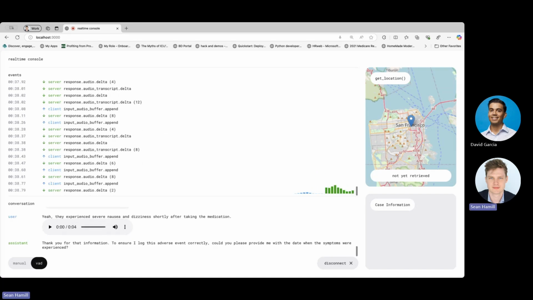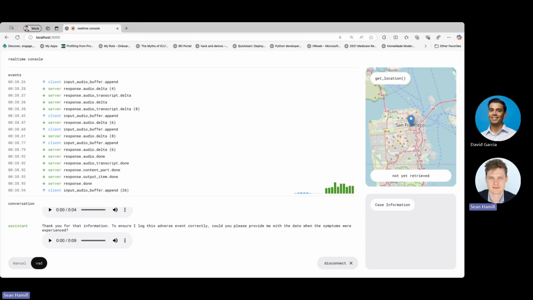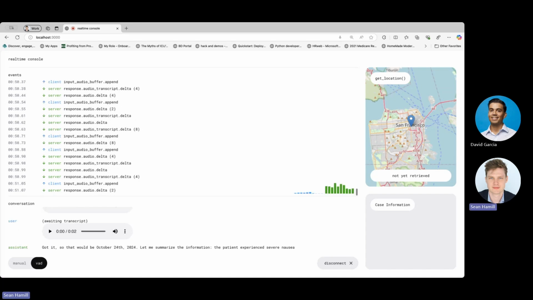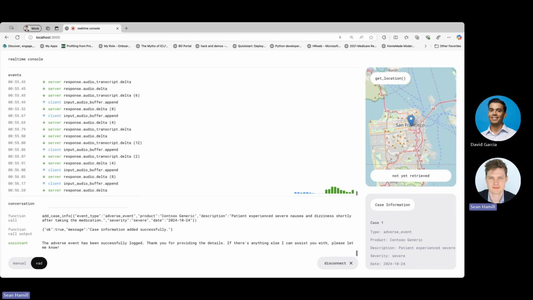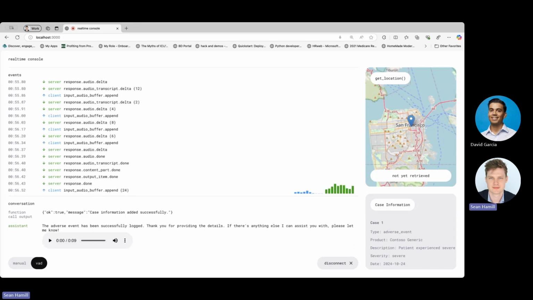Thank you for that information. To ensure I log this adverse event correctly, could you please provide me with the date when the symptoms were experienced? It happened exactly 1 week ago. Got it. So that would be October 24th, 2024. Let me summarize the information. The patient experienced severe nausea and dizziness after taking Contoso generic. This occurred on October 24th, 2024. I'll go ahead and log this adverse event. The adverse event has been successfully logged. Thank you for providing the details.